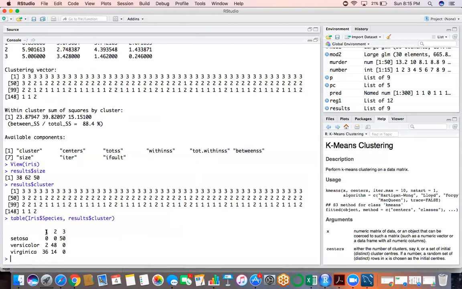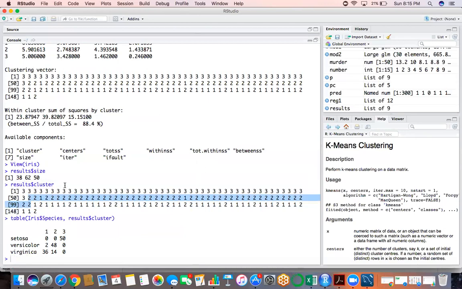Cluster one represents this entire cluster. Okay, two is this, and three is this. Now how will you relate it? So three is your setosa, two is your versicolor, one is virginica. You can see it this way.